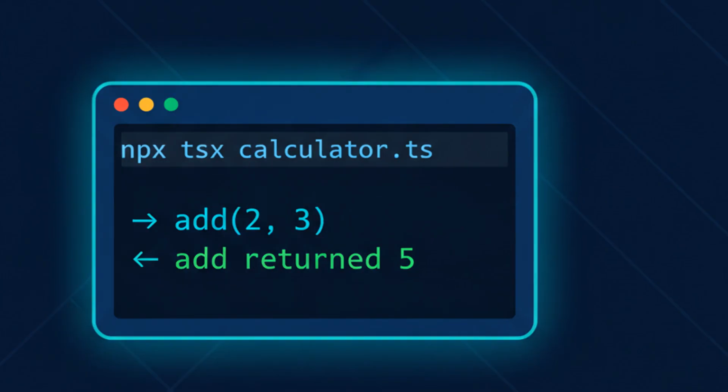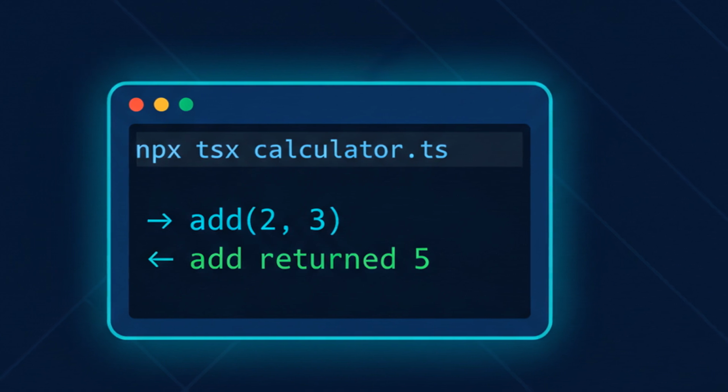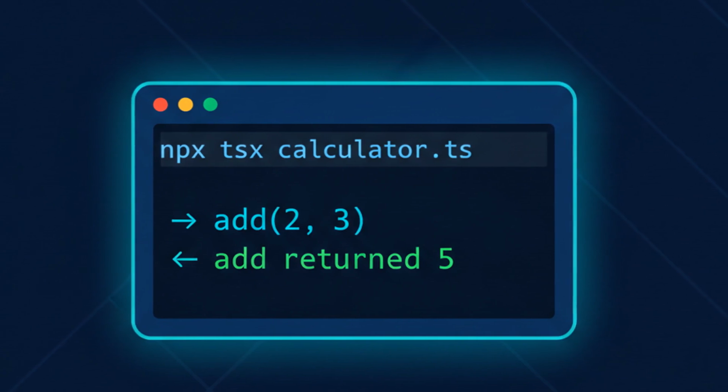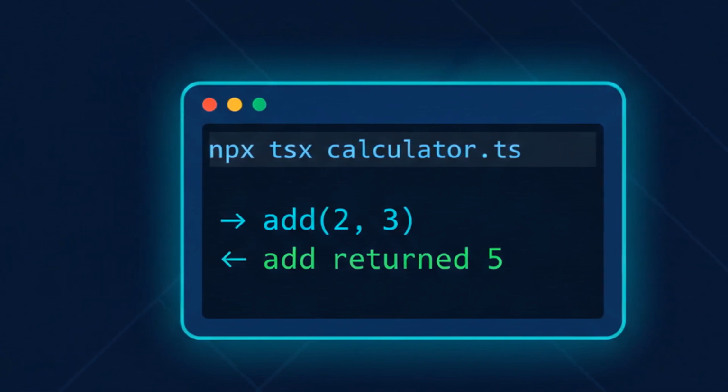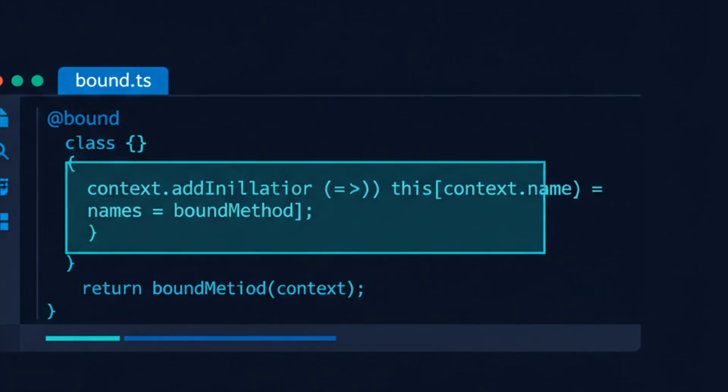Here is the runtime proof. The arrow in line logs the arguments, the arrow out line logs the return. The actual addition still happens correctly in the middle. One decorator applied to any method gives you instant tracing. Method decorators can do something subtle and powerful: auto binding.